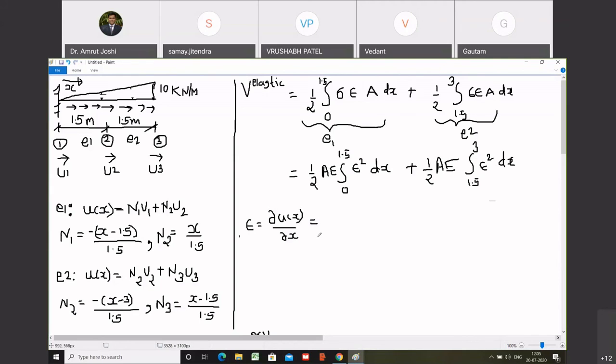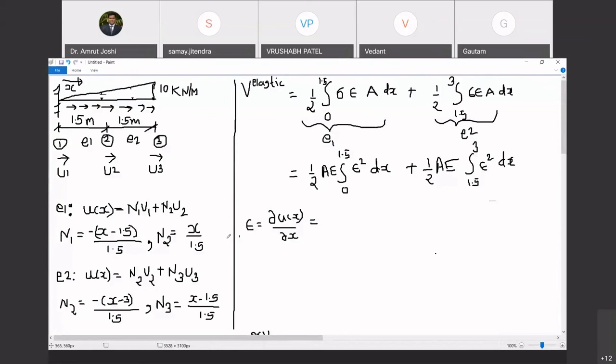Now ∂u/∂x is the value of epsilon, the strain. Look at the first element. How do I write this? It is ∂(N1u1 + N2u2)/∂x. Do you agree with me? Are u1 and u2 functions of x? No, they are nodal displacements. u1 and u2 are not functions of x; N1 and N2, however, are functions of x. So let us do ∂u/∂x for element number 1.